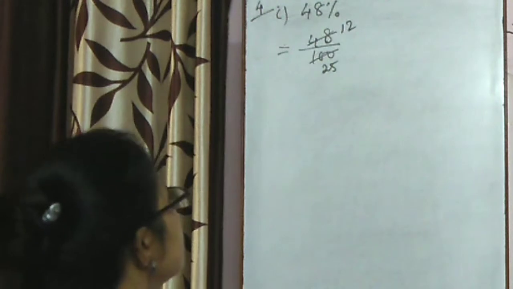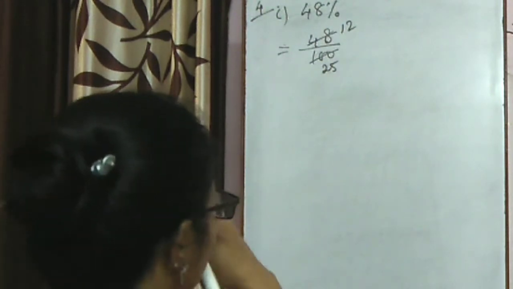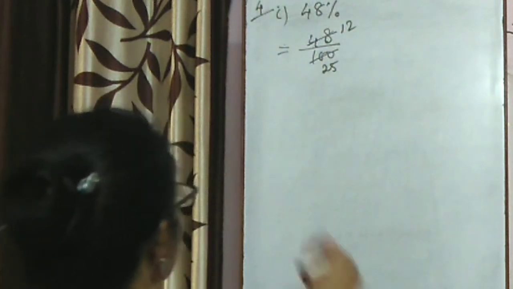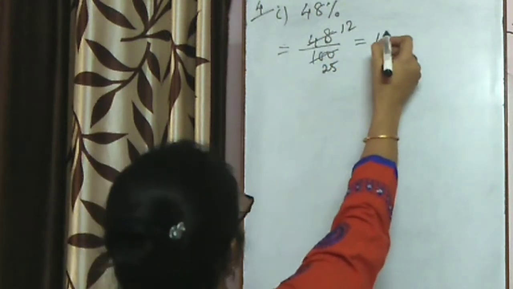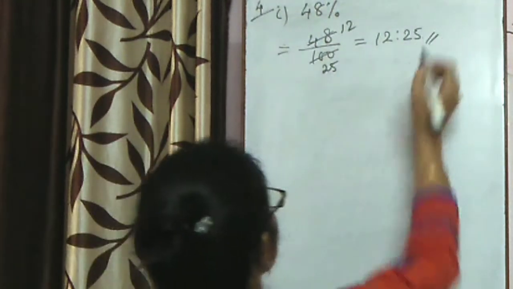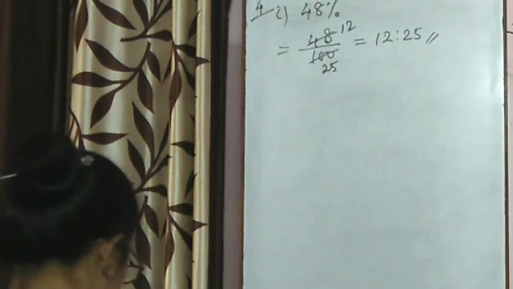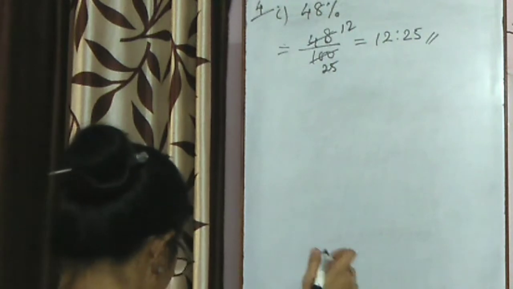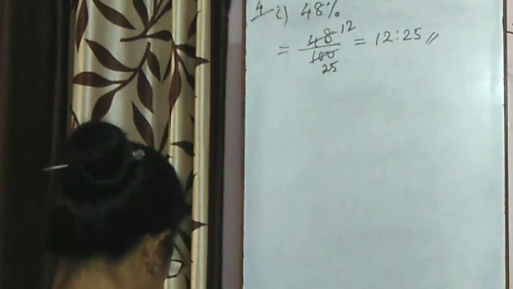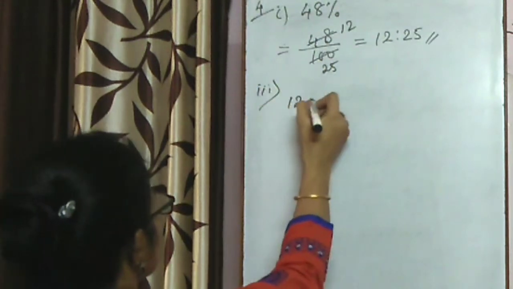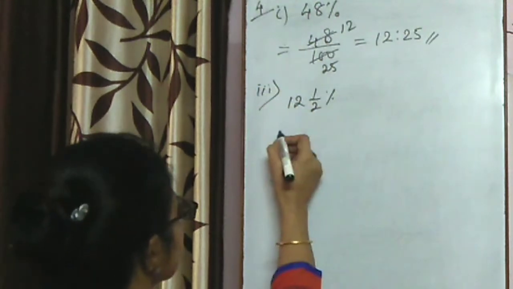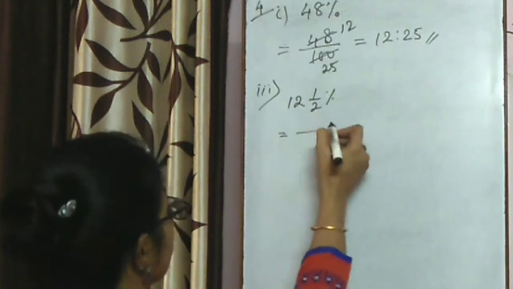Now the number comes 12 by 25. So you are asked to write the answer as a ratio. 12 is to 25. So if it is a mixed fraction, 12 is to 1 by 2%. So what shall I do?